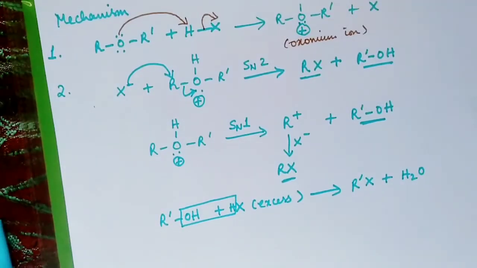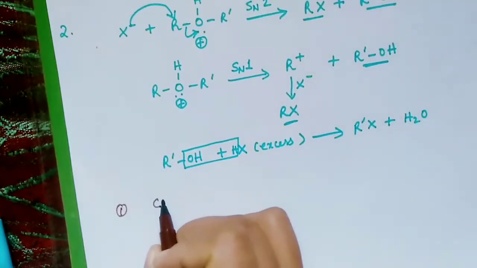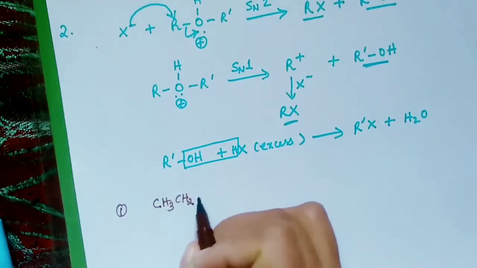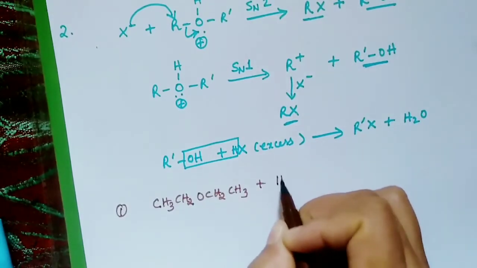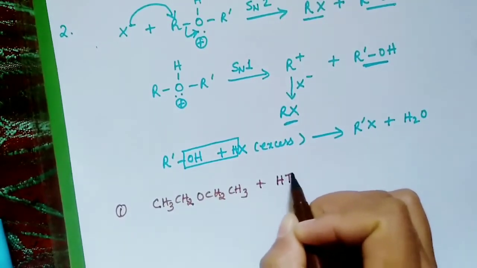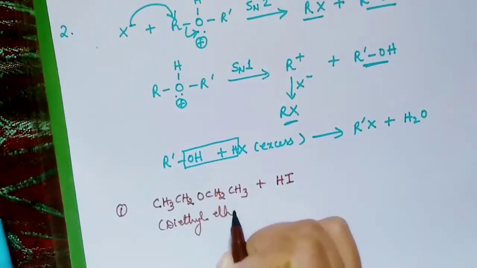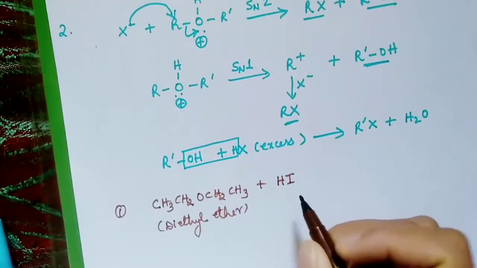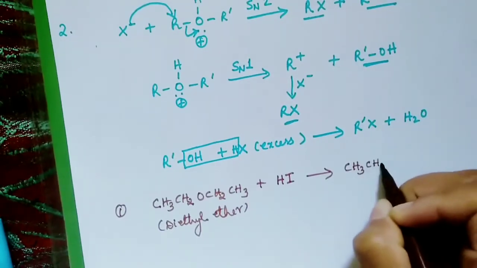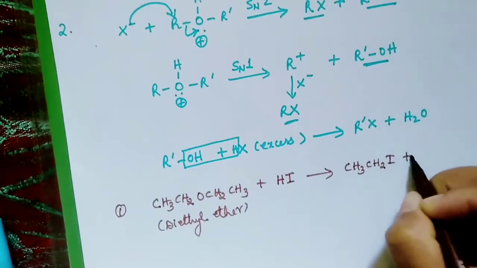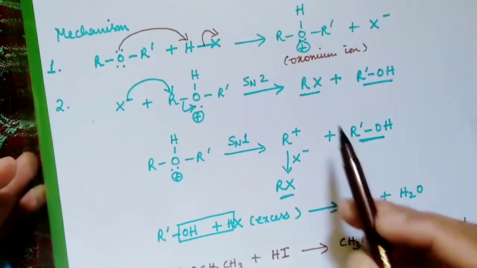For example, we have these two chemical reactions. Say diethyl ether. So here, suppose we add HI to this diethyl ether. Here, HI is not in excess. So in such a case, we will get an alkyl halide, that is ethyl iodide, with ethyl alcohol. Okay, according to this one.